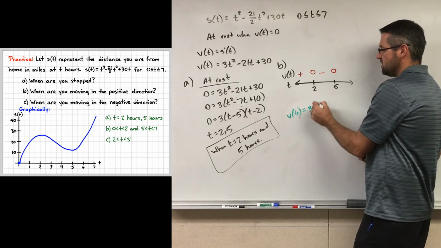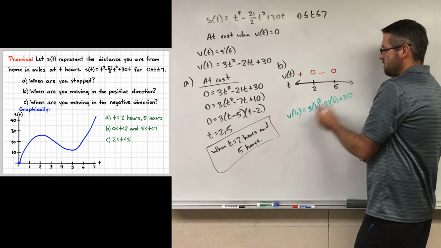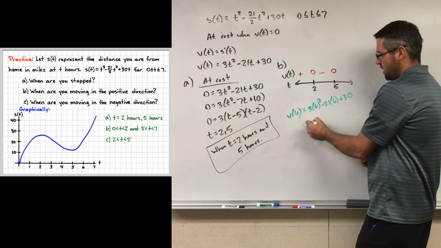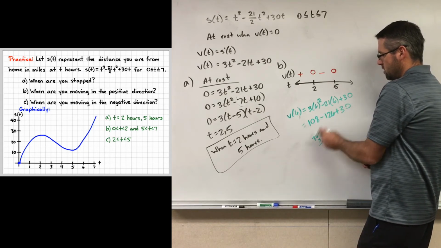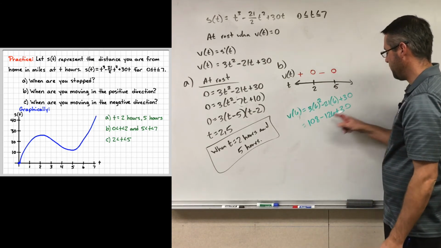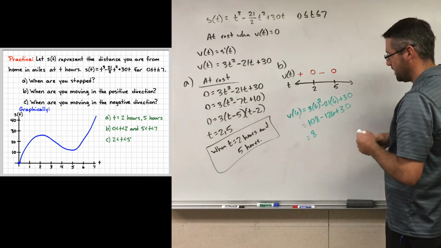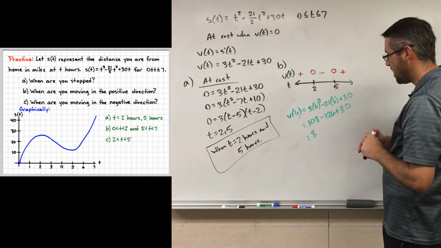So we got 3 times 6 squared plus 21 times 6 plus 30. So that's going to be 36 times 3, so it's 108, minus 126 plus 30. So let's see, that's 138, so that's going to be a positive 8. But the important thing, again, is the sign. So we know that the velocity for every value to the right of 5 is positive.